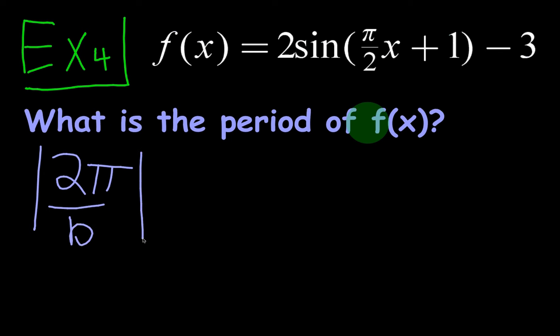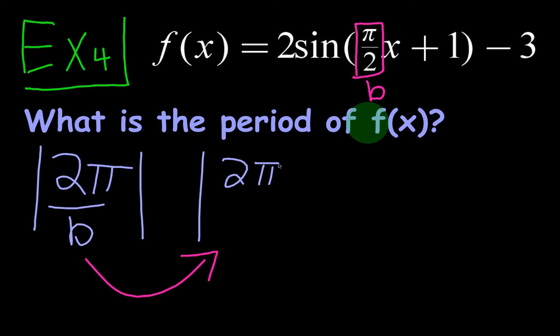Now it's important to be able to identify what b is in the equation. Remember, it's always the number in front of the x. So in this case, our b value is pi over 2. So therefore, in this equation, absolute value of 2 pi over b, we're just going to plug in pi over 2. So I'm going to get absolute value of 2 pi divided by pi over 2.